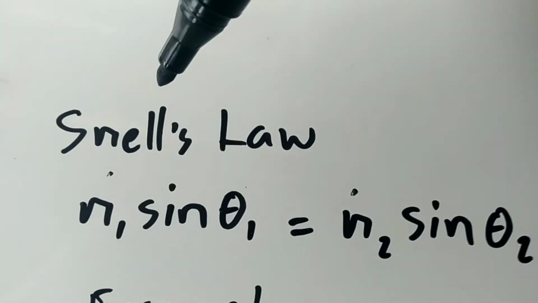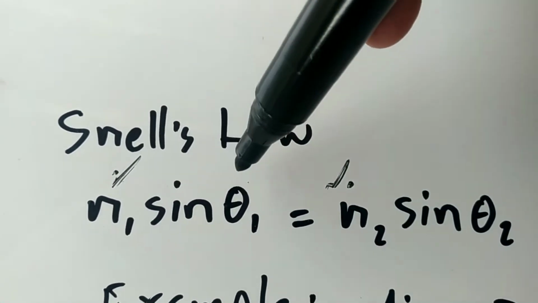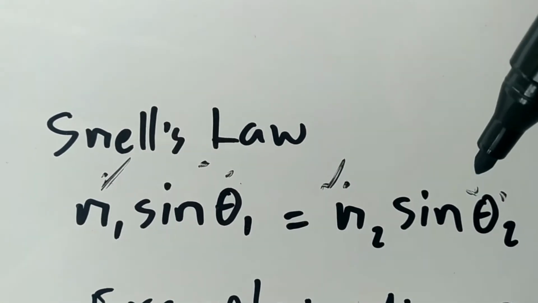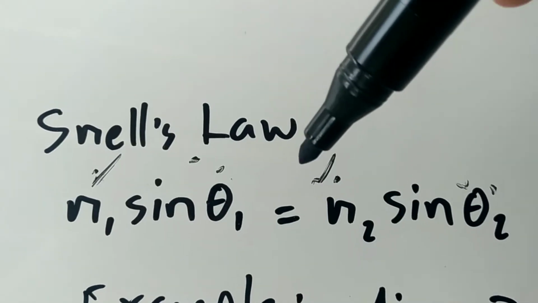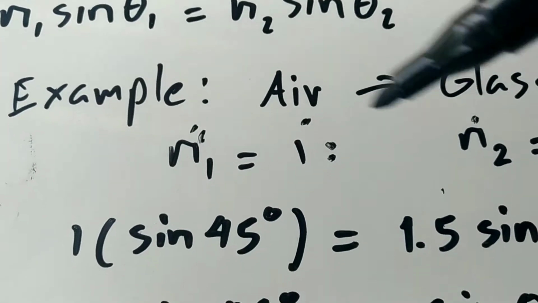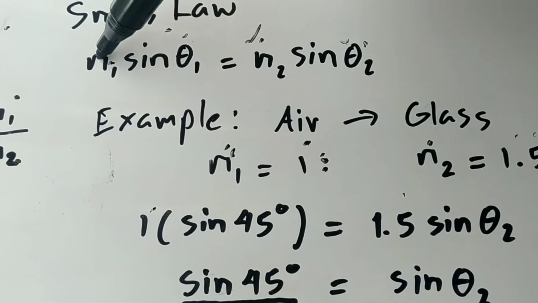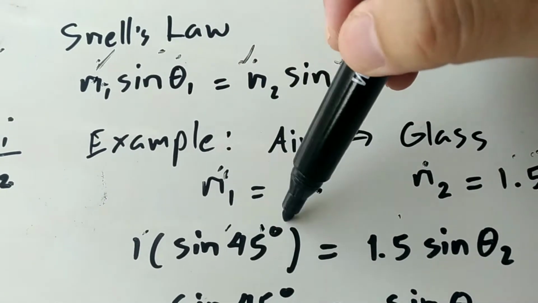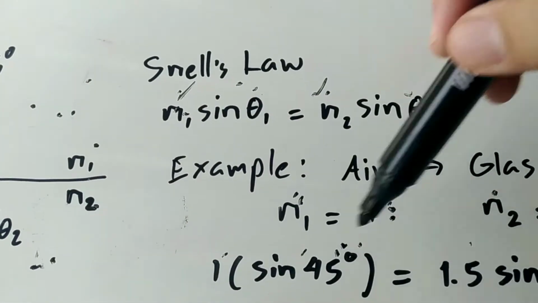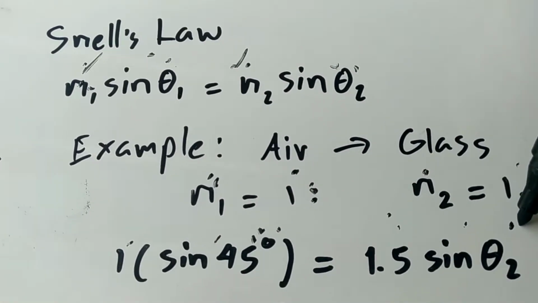For this equation, normally you will know N1, N2, and one of the angles, and then you solve for the other one. There are 4 variables, you will know 3, and then you just use algebra to solve for the other one. Always like that. Let's plug this in. 1 sine of 45, because we indicated that it's 45, and then 1.5 right here, and sine of theta 2, we don't know what that is.